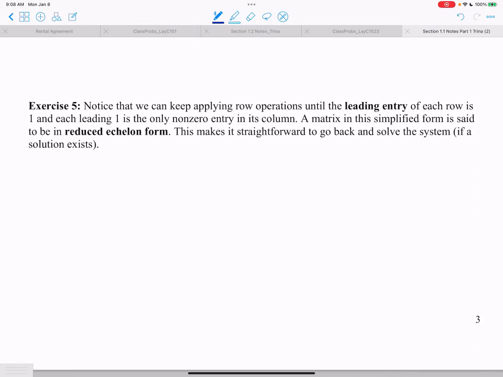I just want to point out that we can keep applying row operations until the leading entry of every row is a 1, and the leading one is the only non-zero entry in its column. What that means is we can keep row reducing, so don't mess with the zeros below. You can make it so that all the diagonal entries are 1, and you can also modify it so that you have zeros above all your leading ones. And because this is augmented, you'd still have some values out here. We will practice more of this row reduction in class.